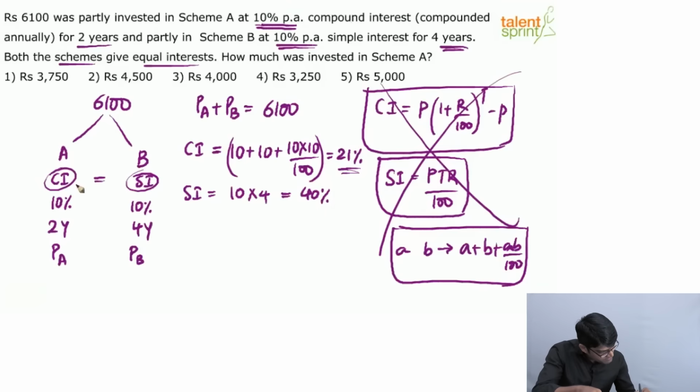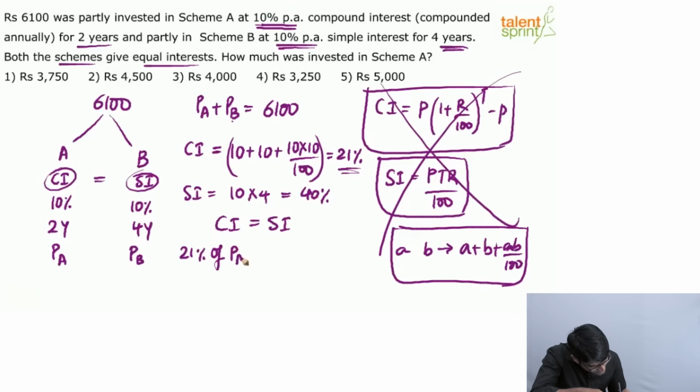Now if you look at the question, we know that CI is equal to SI, means what? 21% of, see, this 21% is in what? The principal amount. This 40% is in what? The principal amount. So compound interest is 21% of the amount that you have invested. You getting me? How much have you invested? PA. CI is equal to SI. So I can say 21% of PA is equal to 40%. Simple interest is 40% of what? PB. Done. This is the most important equation.